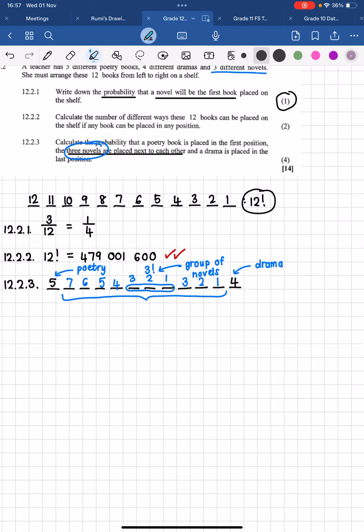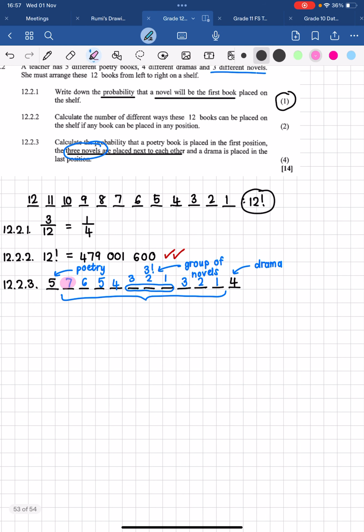Now guys, if I look at these blue ones, let me highlight them. 7, 6, 5, 4, 3, 2, 1. That is 7 factorial. So we have 5 times 7 factorial times 3 factorial times 4. Now that, if you multiply it all together, oh gosh, but guys, remember this group of novels, actually, we almost forgot about those.